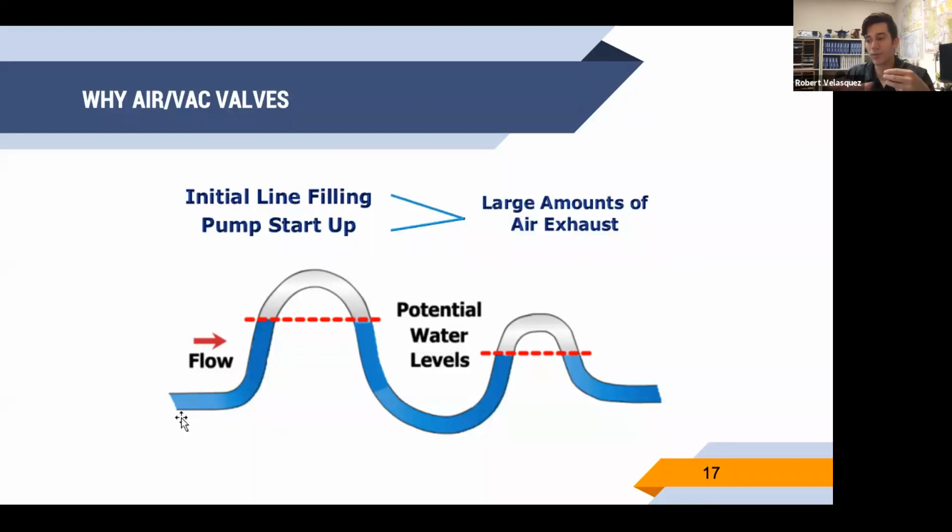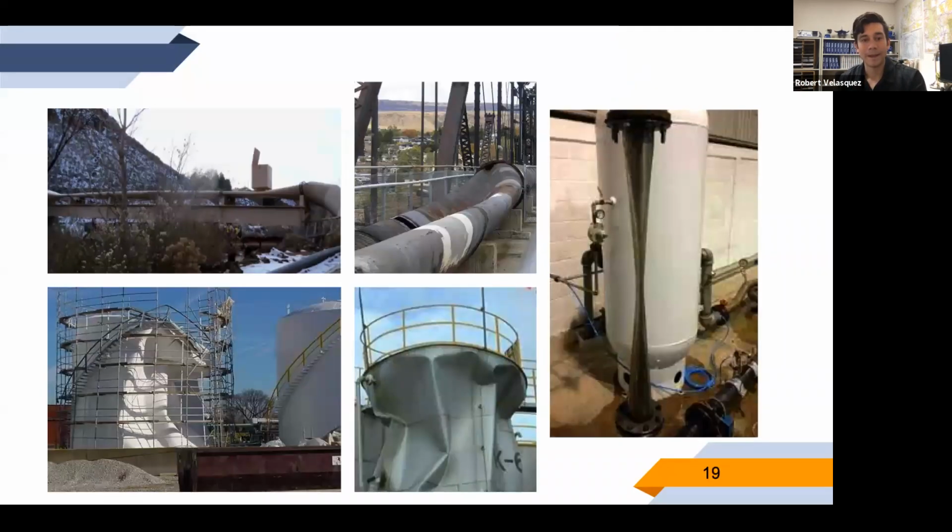And then when the surge comes back, it'll push the air out and it'll go through the air vacuum valve. And we have a surge suppression valve I'm going to talk about later that's especially for that. But this is what we're trying to avoid. As I was saying earlier, we're trying to avoid that negative pressure from causing the pipeline to collapse. And then now your pipeline is ruined.